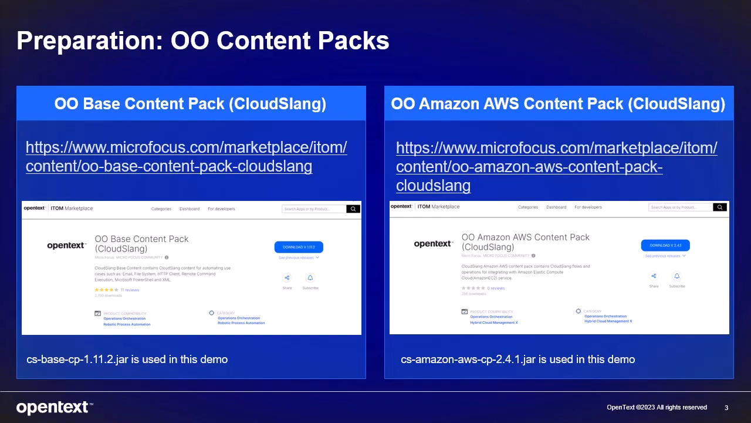To prepare for creating a flow, download required content packs from the marketplace. In this case, we will use the CloudSlang version of the base content pack and the Amazon AWS content pack. So download them to a local folder in advance.